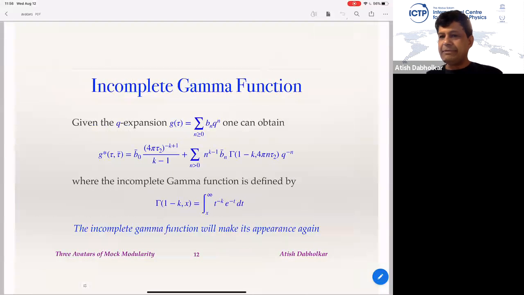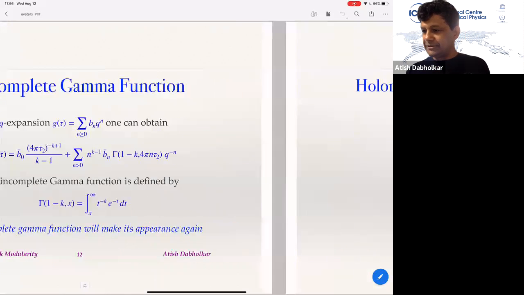And this incomplete gamma function has appeared in many other contexts. For example, Sunil and his collaborators encountered it in the context of some non-compact supersymmetric quantum mechanics, etc. And it will appear again in some other contexts. And that's going to be the mathematical link which will connect all these apparently totally unrelated areas. So the incomplete gamma function is going to be important later on.